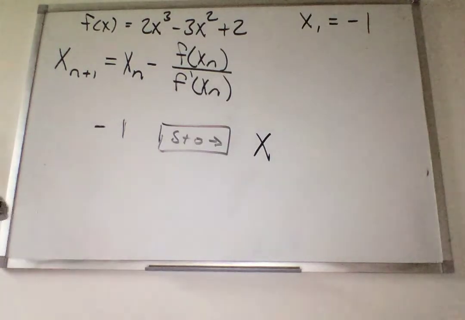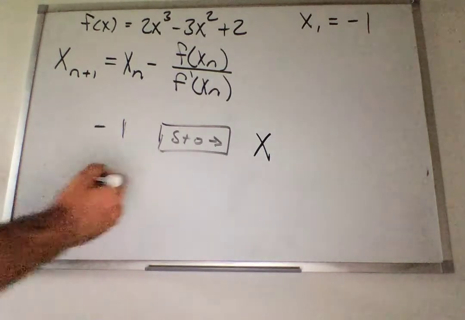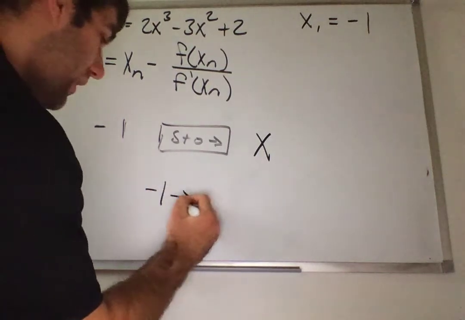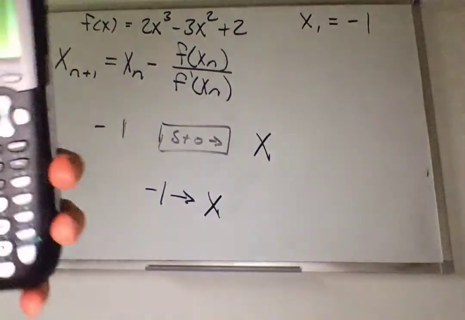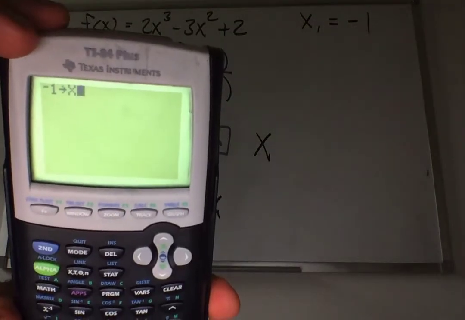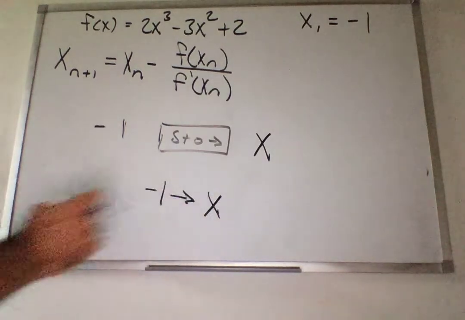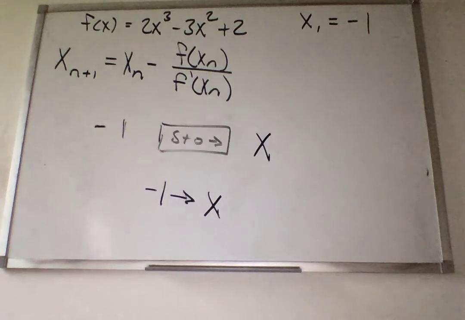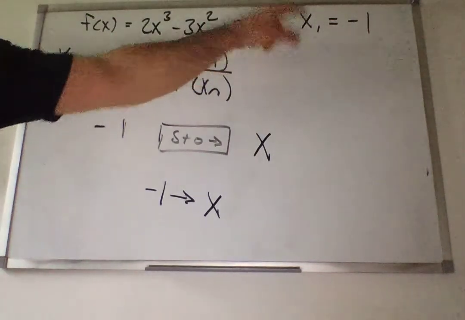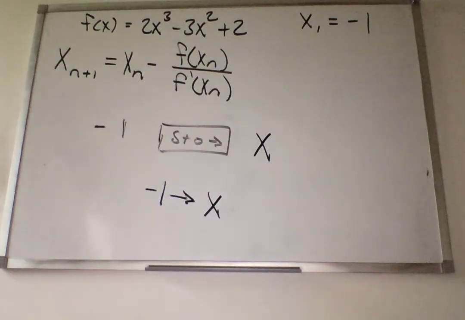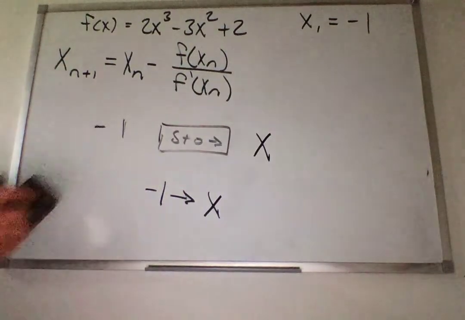So if I hit -1, hit the store button, and hit X, it should look like this on your calculator. -1 with the little arrow X. Okay? As you can see, mine. And then upon hitting enter, it just says -1. You have successfully stored -1 into your X variable. Now, we're going to do that anytime we want to change our initial guess. We have to store that value into our X variable.